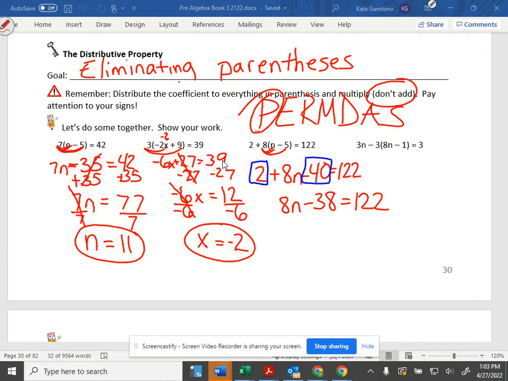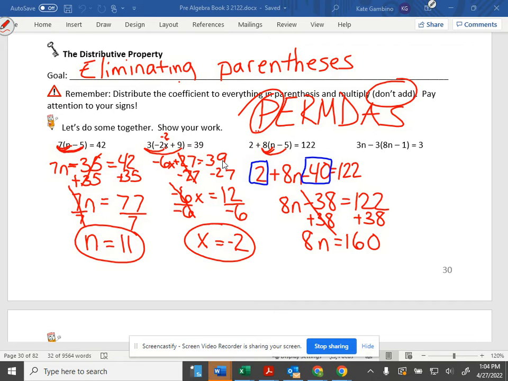So we did parentheses, then we combined like terms. Now we can do opposite operations. So what is the first opposite operation I should do, Ethan? Yeah, I have negative 38, so I want to add 38. Negative 38 plus 38 leaves me with 8n. 122 plus 38 gives me 160. Do I have my variable all by itself? Not yet. Multi-steps. Keep going down till you get the variable by itself.